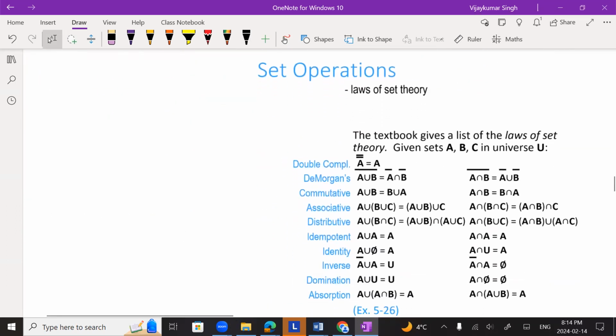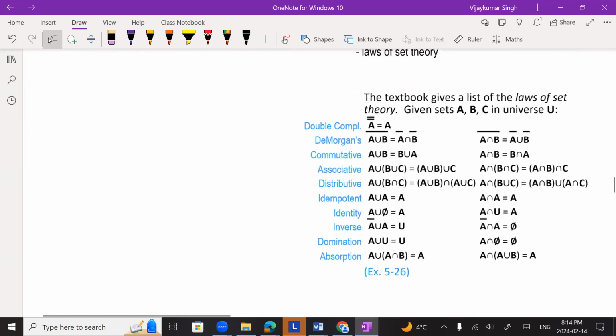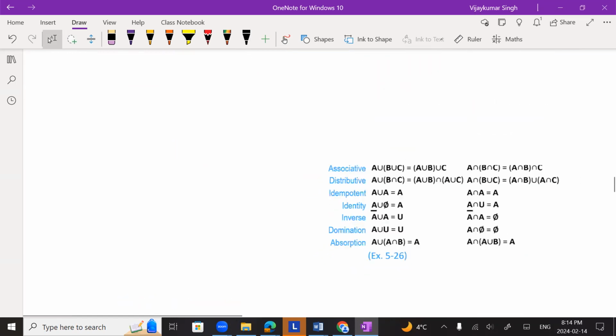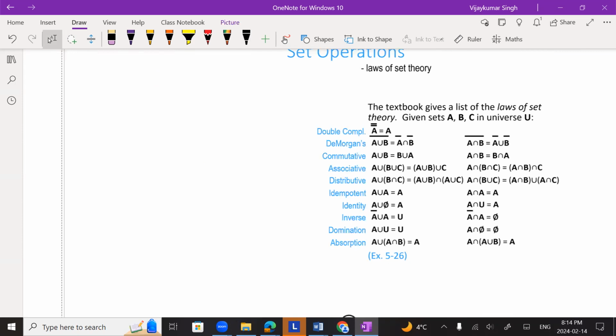The reason why I want to move further is because I want to talk about laws of set theory. So now we have a few more laws. Like you had laws of logic, we have laws of set theory. Let me write down a few of them. So I take A, complement is basically what?